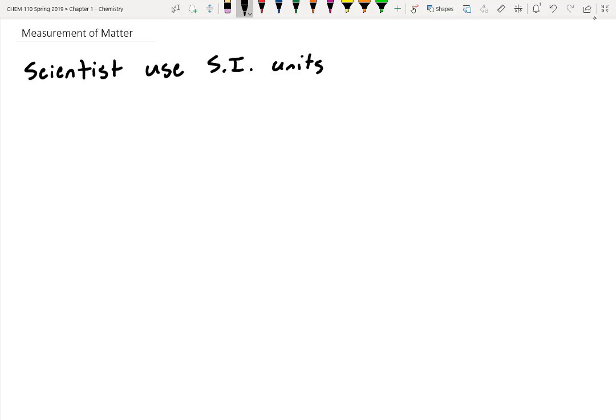Scientists like to use units called SI units. This comes from this meeting that they had in France with a bunch of scientists from all over the world. In fact, they just had another big meeting recently where they redefined some of our units to be more accurate.